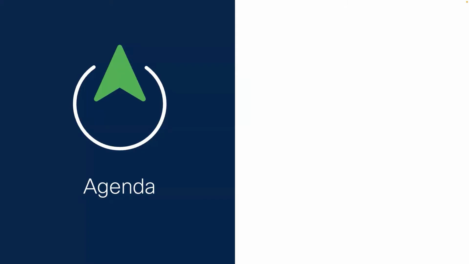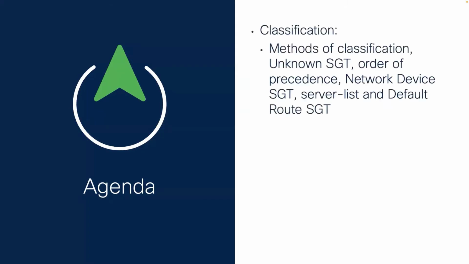So as an agenda then, in this session, we're going to go into more details of classification. So different methods of classification, what the unknown SGT is and what we use it for, order of precedence, because you could have multiple mappings for the same IP address to different groups. So I'll talk about order of precedence. The network device SGT, the server list, and the default route SGT. We're going to be covering them today.